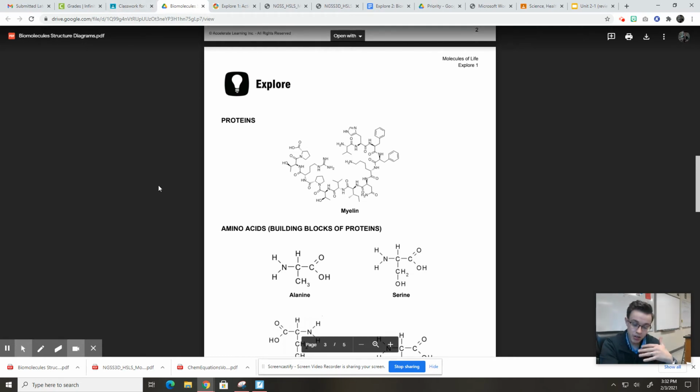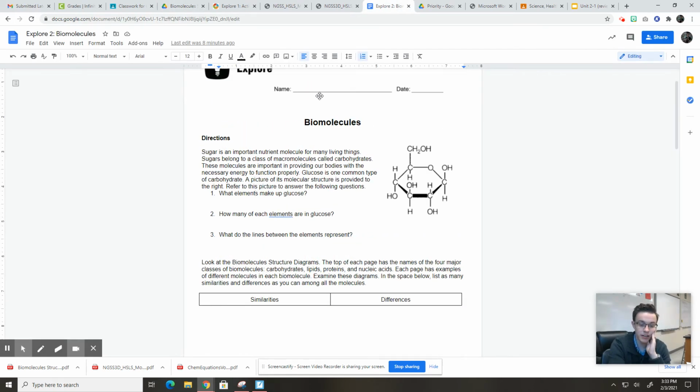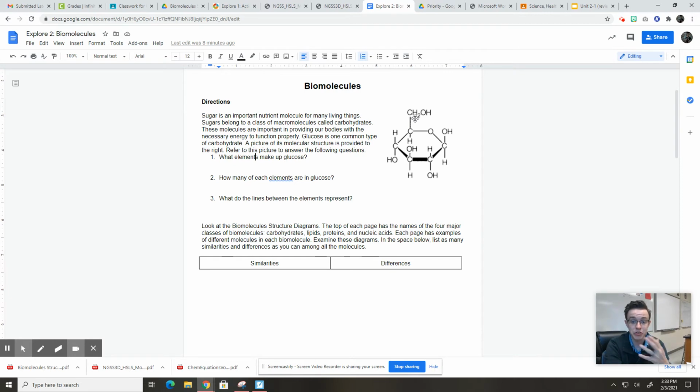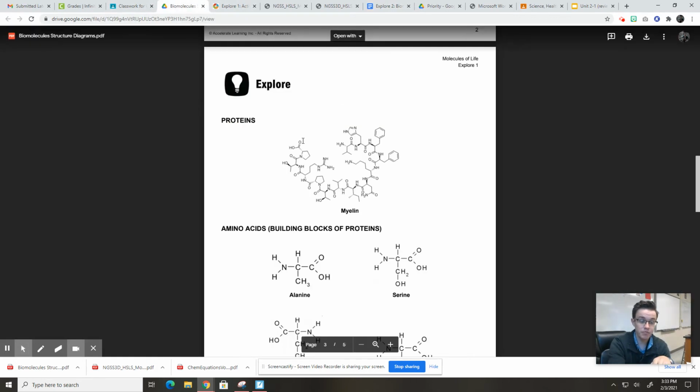Okay, so I would advise skimming that, and then you're going to go open the Google Doc and you're going to read the instructions, and you're simply going to answer the questions. First, it's going to ask you about glucose. Then it's going to ask you similarities and differences between all four of the different macromolecules based on what you saw in the biomolecule structure diagrams here.